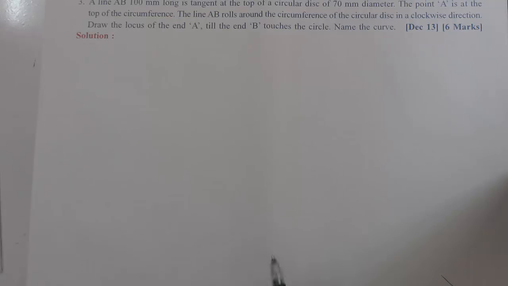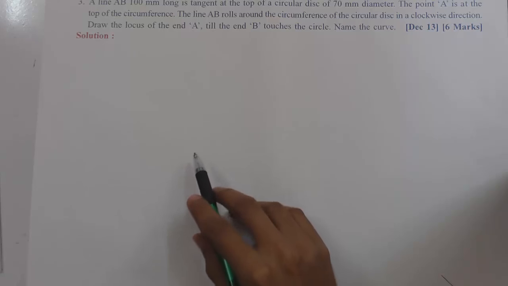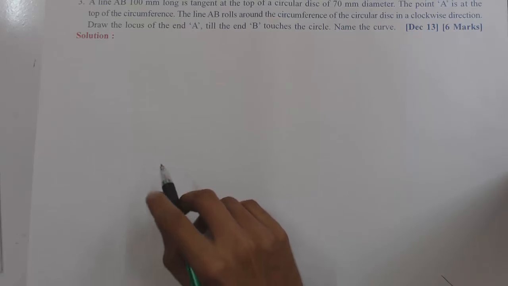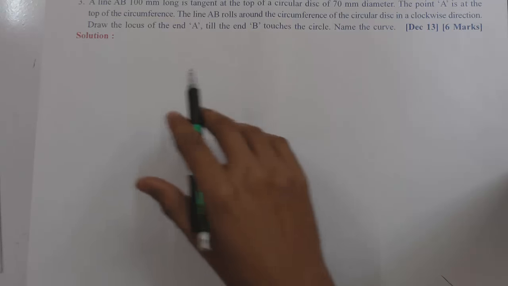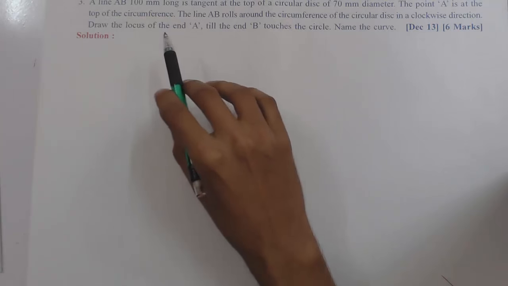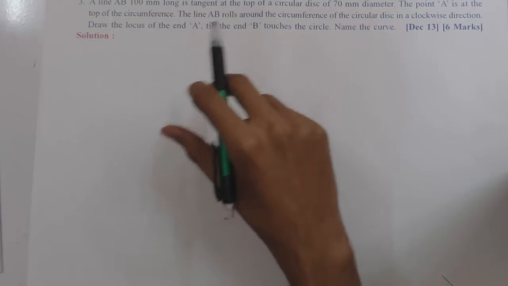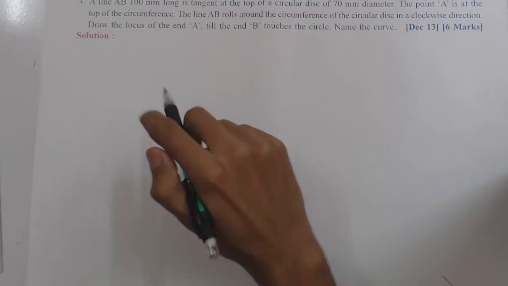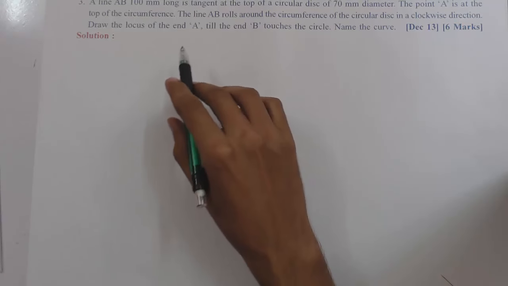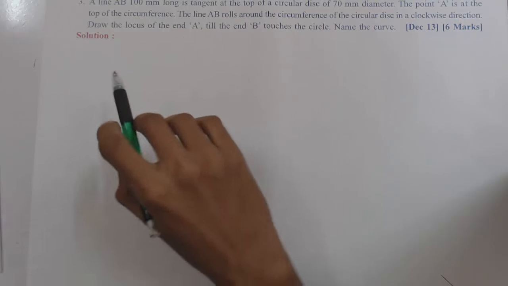Now starting with the next problem of involute. In the previous two problems we have drawn the involute for a thread, but here the problem is different. We need to draw an involute for a line. You can assume it as a stick rolling around the circumference of the circle. So I'll read the problem and we'll see how to solve such a problem.